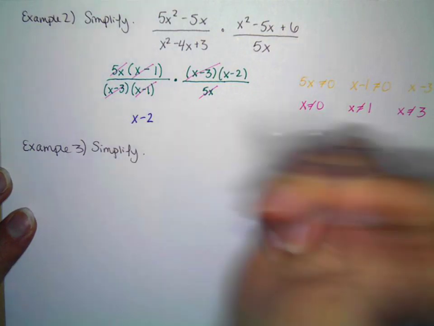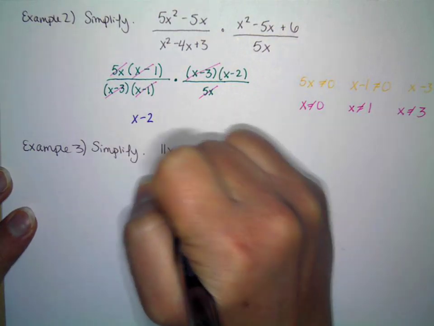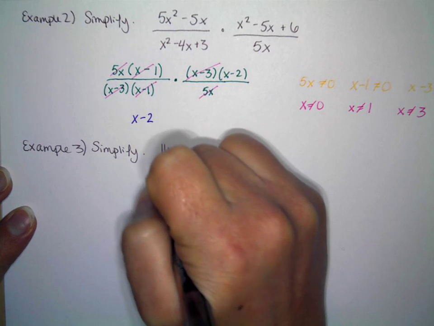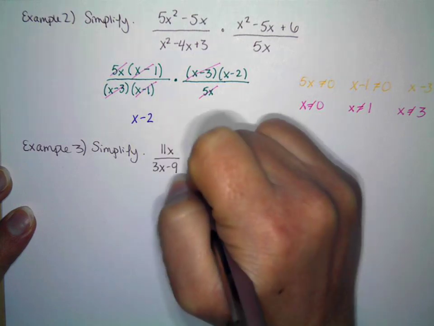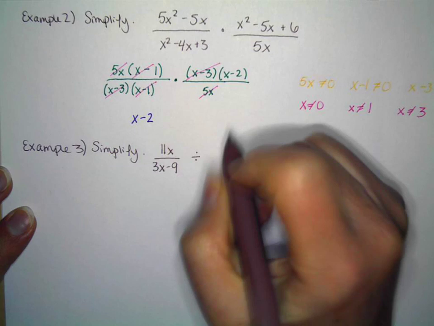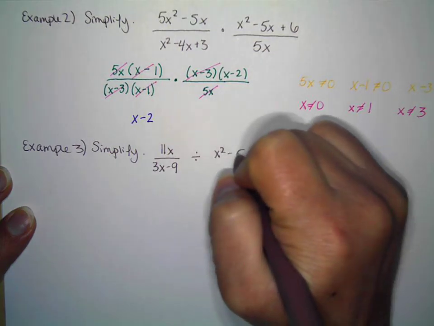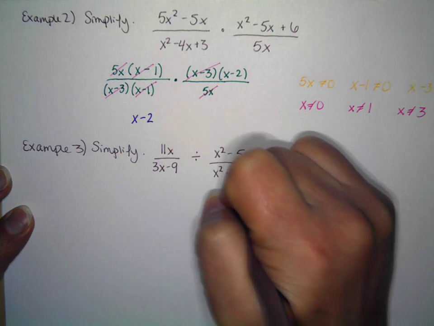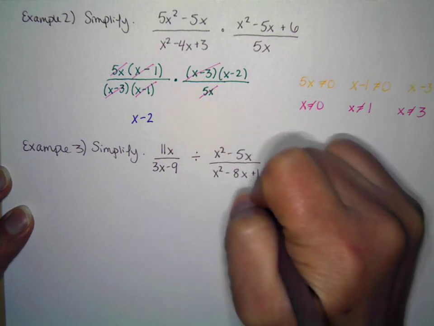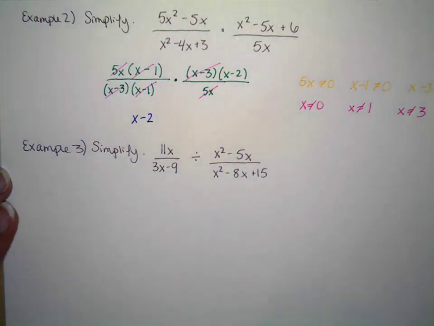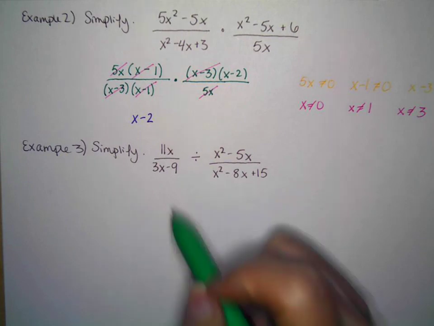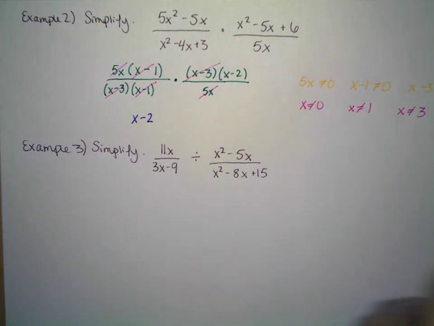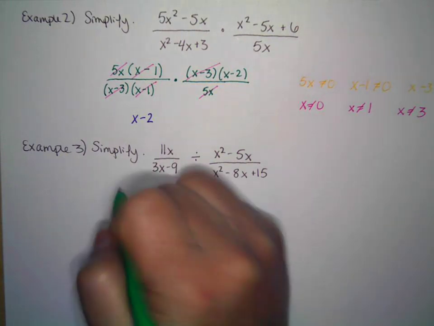So this time we're going to simplify 11x over 3x minus 9, divided by x squared minus 5x over x squared minus 8x plus 15. So again, let's start by factoring everything that we can. Looking at our first fraction, our numerator 11x, nothing we can really do to factor that.